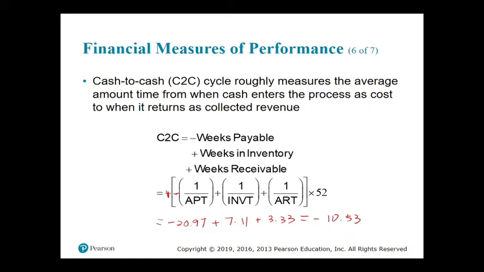So what does this value mean? It means that in 2013, Amazon was able to collect its money from the sales of products more than 10 weeks before it has to pay its suppliers. So again, this is a very attractive feature. The smaller cash-to-cash cycle means that you're able to liquidate your cash, your money, faster.